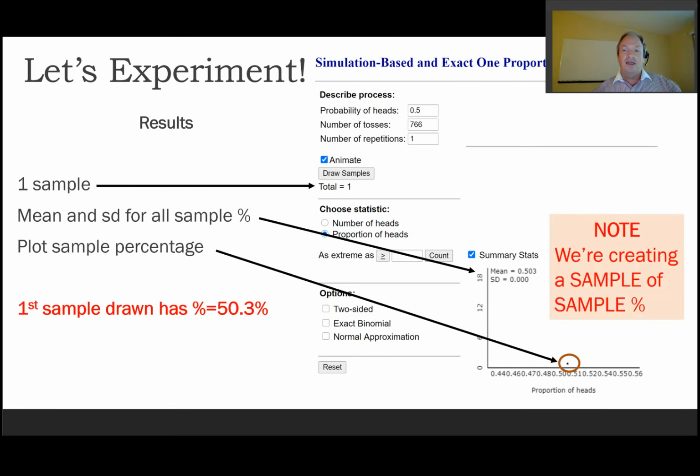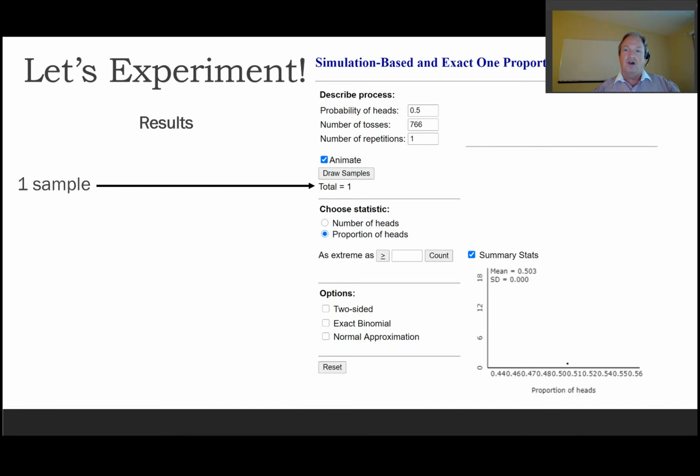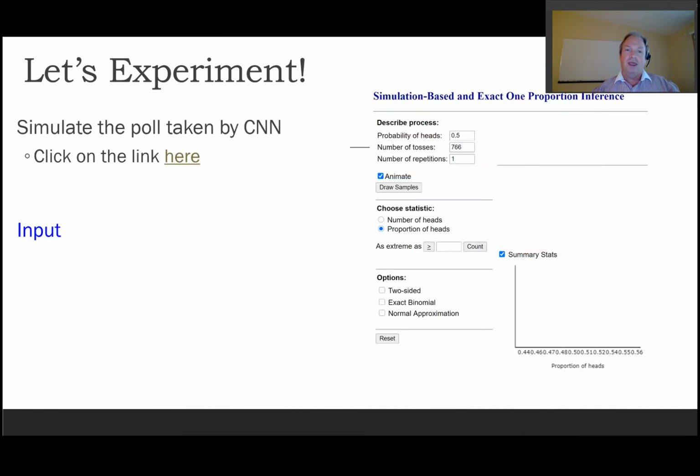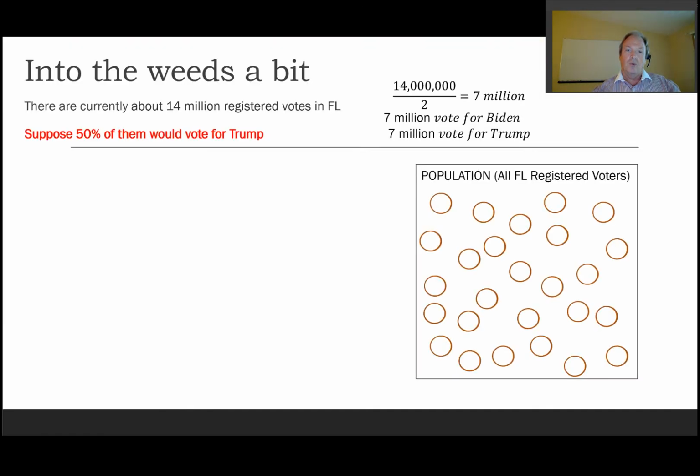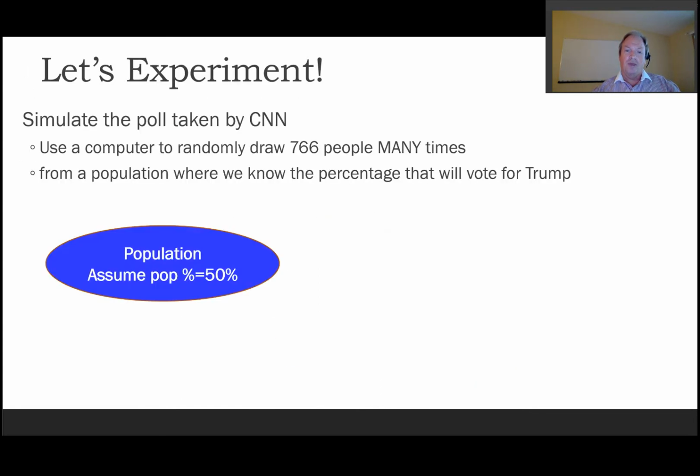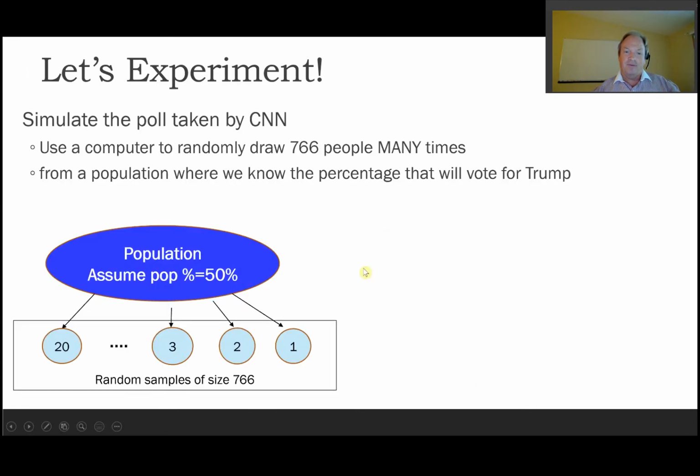And so the key thing to realize is that we're actually building up a sample of sample percentages. And this is really odd. And one of the reasons why this concept that we're going to talk about today is so difficult for us to wrap our minds around is because we generally don't work with samples of samples. So if you go back to this picture right here, way back. We don't generally work with a sample of samples.